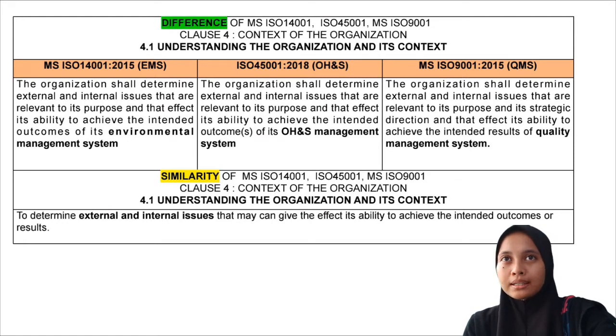Today I will talk about clause 4, which is the context of the organization. 4.1 is understanding the organization and its context. The organization shall determine external and internal issues that are relevant to its purpose and that affect its ability to achieve the intended outcome or result.